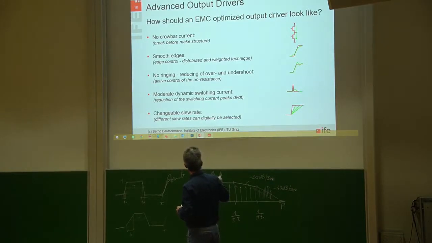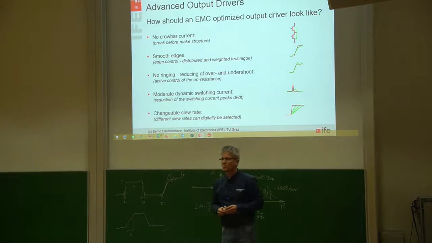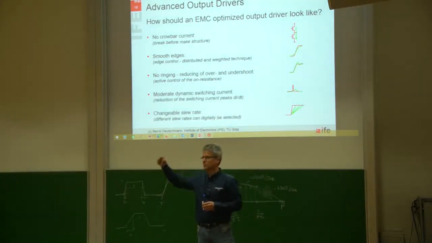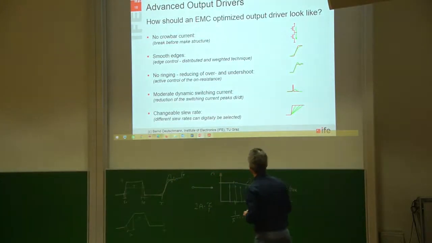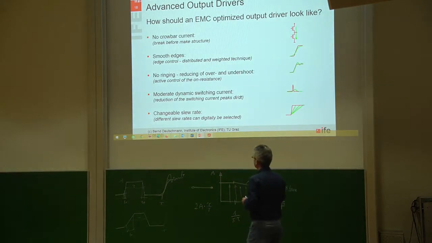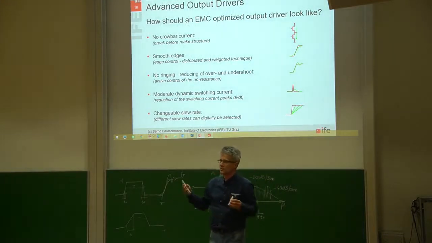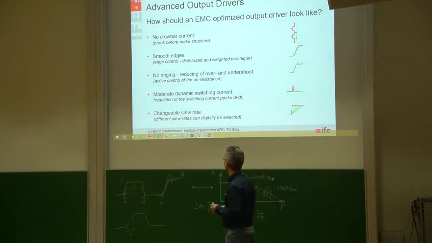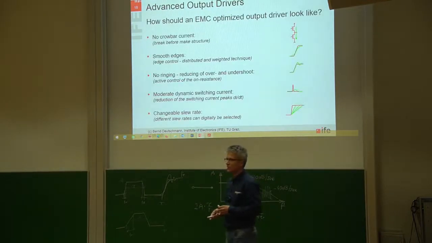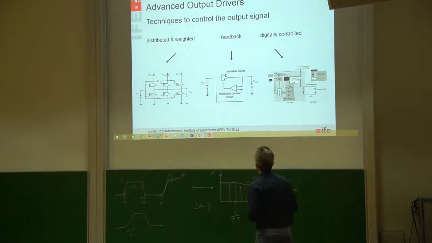So instead of having a big di over dt current spike, we would like to have a very smooth transition of the di over dt current spike in order to charge and discharge this external capacitor. And if possible, we can also do something in order to change the slew rate, so that if needed, we have a very fast transition, but if not, we can switch it a little bit. Yeah, and if possible, this should be done digitally, because we are controlling everything from the core logic.